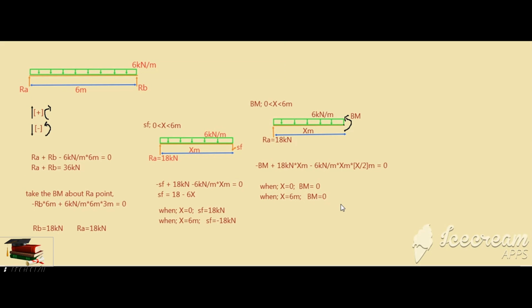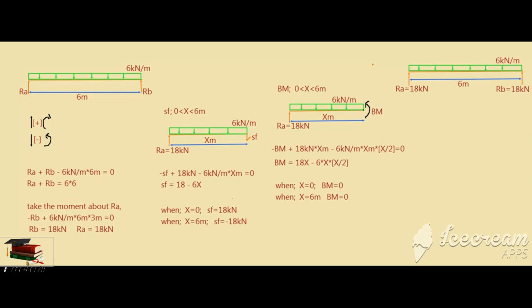Before drawing the shear force and bending moment diagram, I am drawing the free body diagram of the given beam section. Then I will draw the axis of the graph, and then I will name the axis and the units. The unit of shear force is kilonewton and the unit of bending moment is kilonewton meter. This axis indicates the length of the beam section. This x value is measured along the beam section.